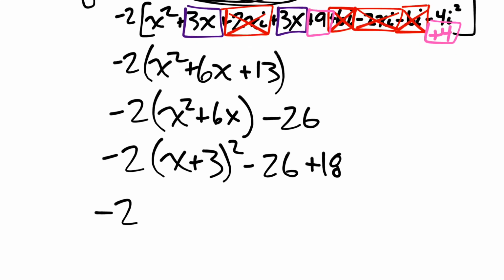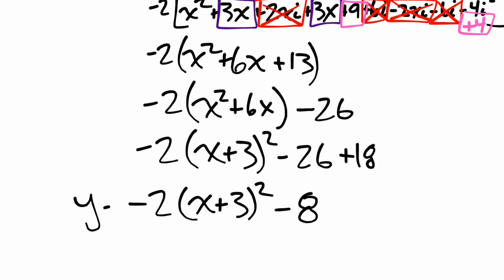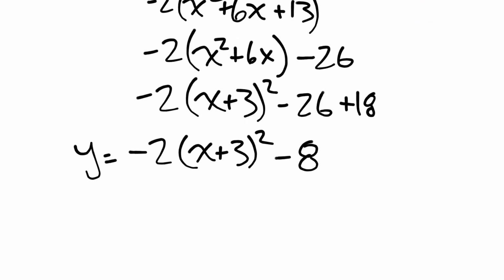So my final answer is -2 times x plus 3 squared, -26 plus 18 is going to be minus, what's the difference of 26 and 18? 8. Right? Am I being silly? I think it's 8. So I get my equation in vertex form. So I know that my vertex has the coordinates -3, comma, -8.